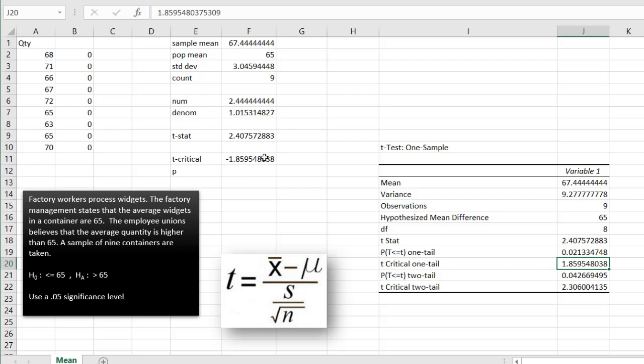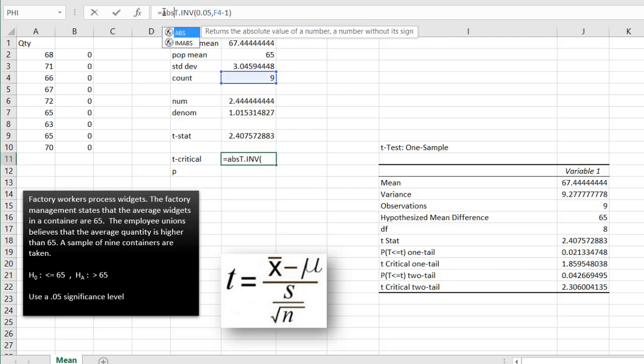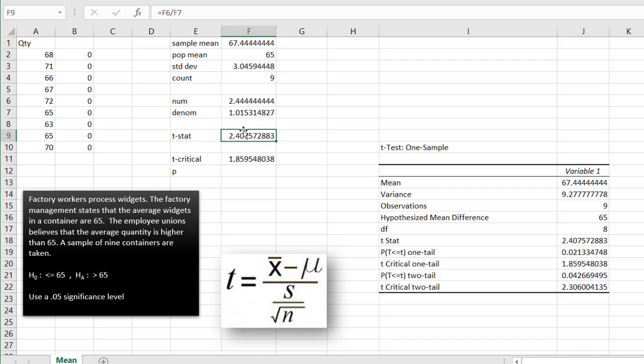So since this was a left tail, let's turn it into a right tail. And basically, that's going to be the positive of that particular value. So then our critical value is saying, well, the t statistic is greater than a critical value, so we're going to have to reject the null hypothesis.